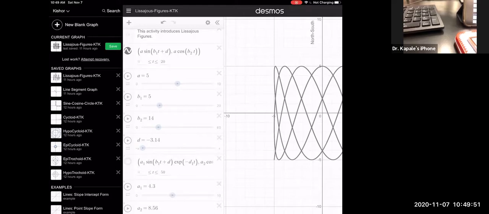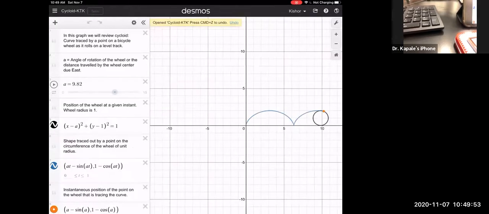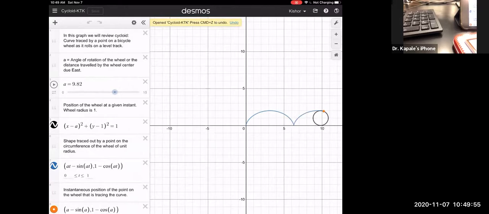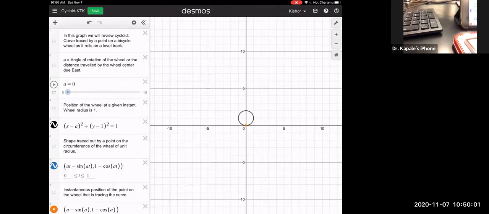So let's take a look at the cycloid. I also made a cycloid quick demo for you, and all I have to do is play with this, the A, which is the angle of rotation, how much the small wheel has rotated on a level road, and you're going to get this. Right? So in this case, you have a track that is a level road and a wheel that's going around, and it generates that cycloid pattern.